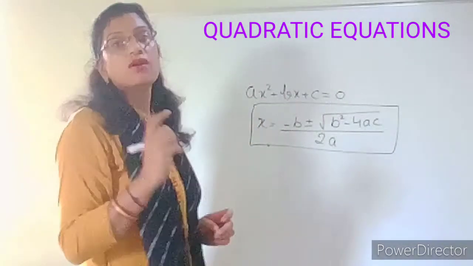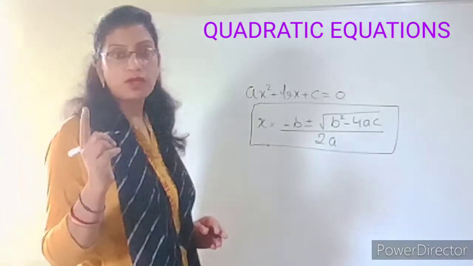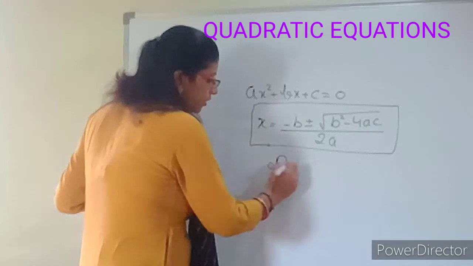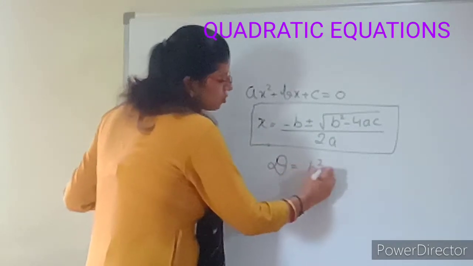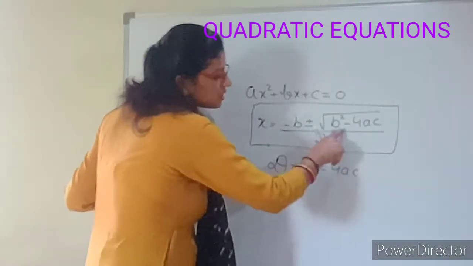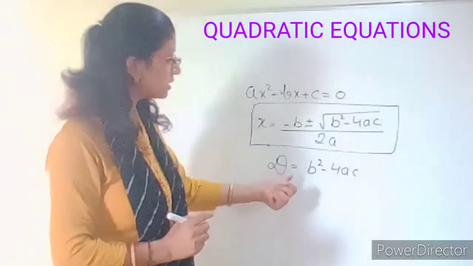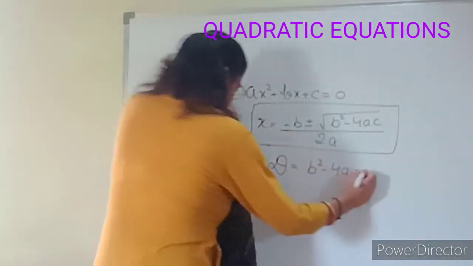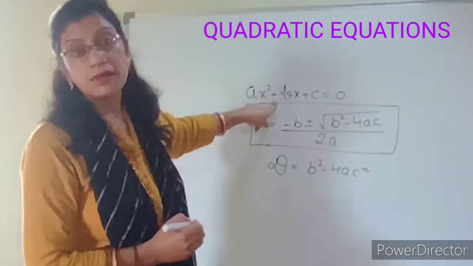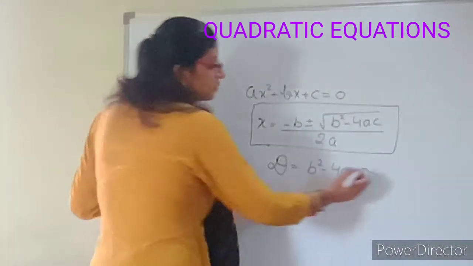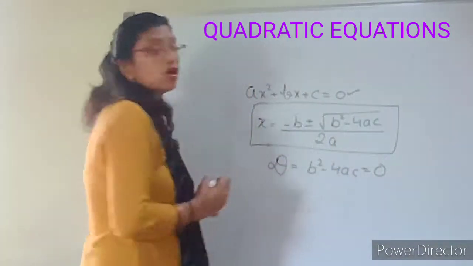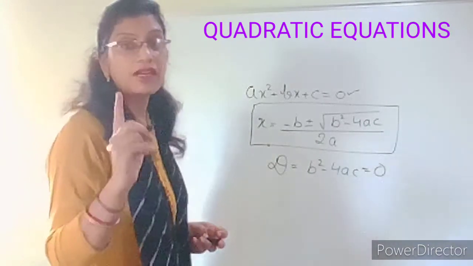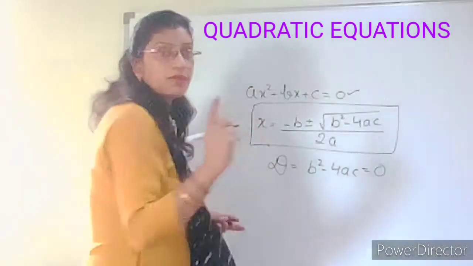One more thing for exercise 4.4, let me tell you. We have one value, D, which is b square minus 4ac, the value inside the root. This is called the discriminant. If the value of the discriminant comes 0, then the equation will have equal roots. That means the value of x will be equal.